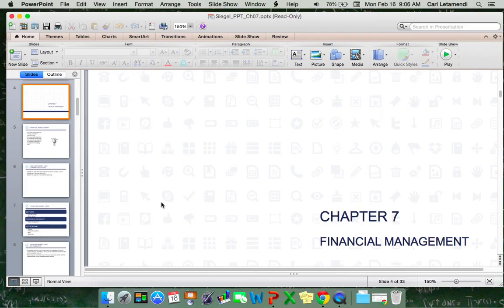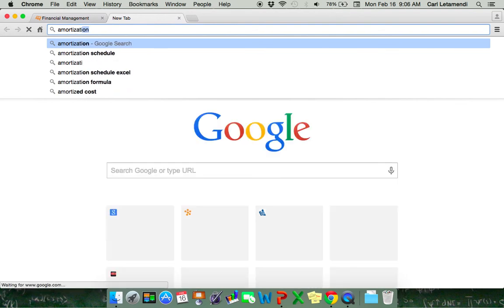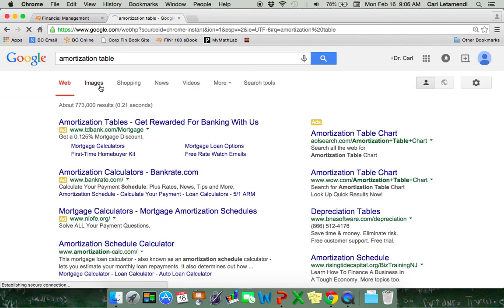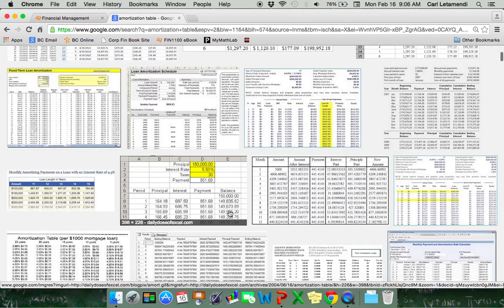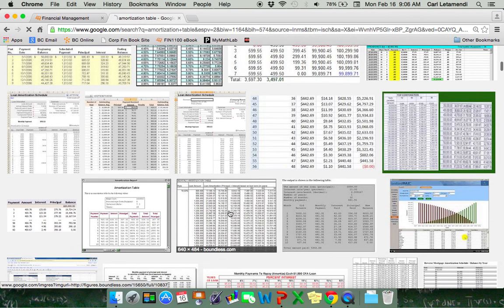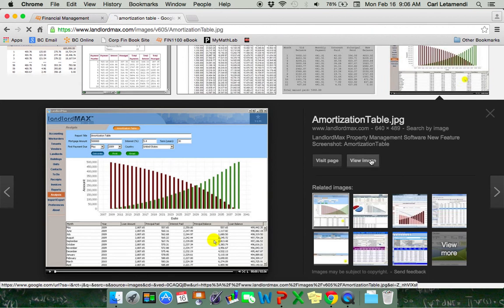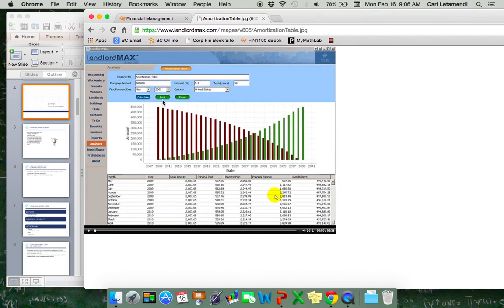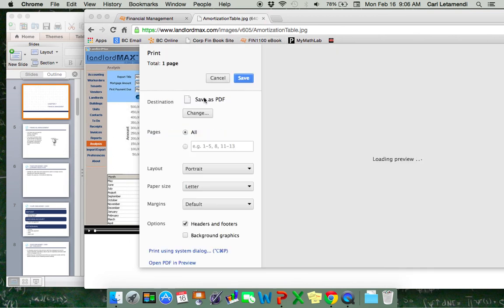And that concludes chapter 7, and I promised that I would show you what an amortization table looks like so I can explain it. I'm just going to find a good one online so you can see it. Okay, I like this one. I hope you can see that. But this is basically an amortization table, right?